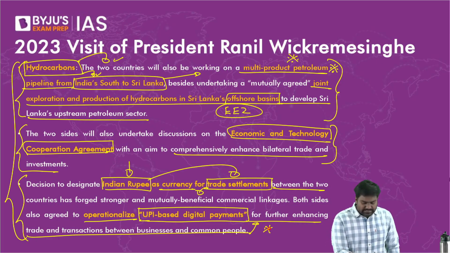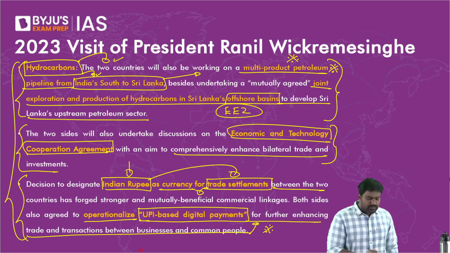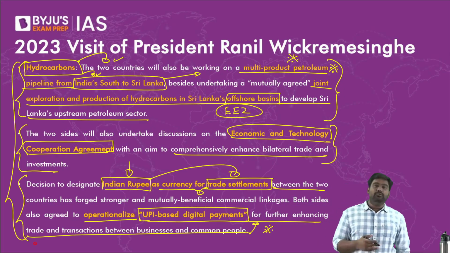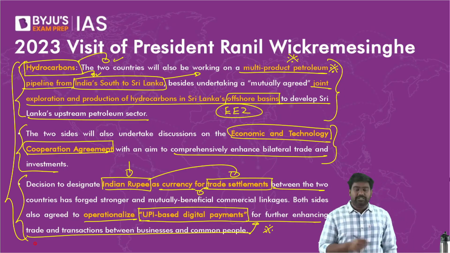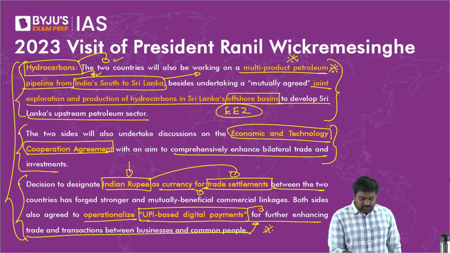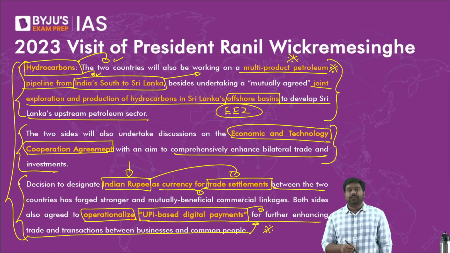So this makes Sri Lanka the second country in South Asia to have the UPI digital payment interface. Right? Nepal was the first country to integrate UPI into its digital payment interface. Now Sri Lanka is going to become the second in South Asia.